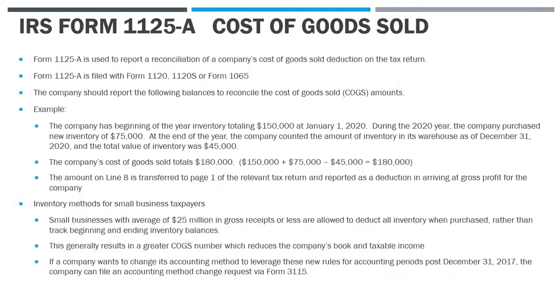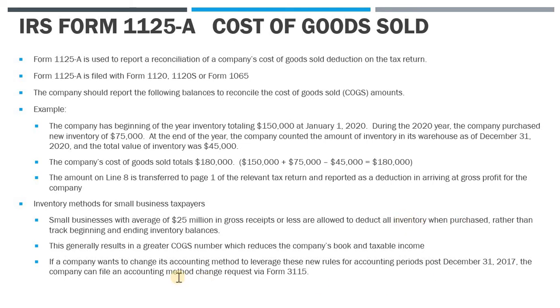If we go back to the slide here, there are some points I want to highlight for inventory methods for small taxpayers. So if you're a small business with 25 million or under in gross receipts, the tax reform that was passed in 2017 now allows you to actually deduct all your inventory when purchased. So you don't even have to track beginning and ending inventory if you don't want to. And that can be preferential, right? Because it would effectively have larger deductions. But again, you'd have to keep your books and records internally under that method, and then that method would also be reflected on the tax return.